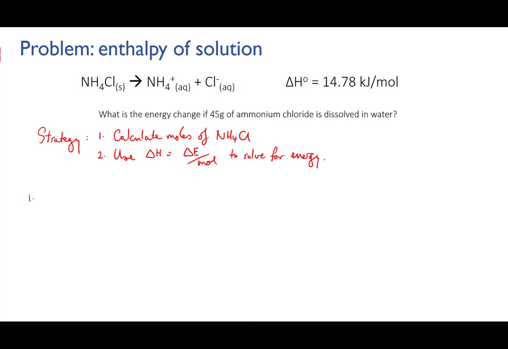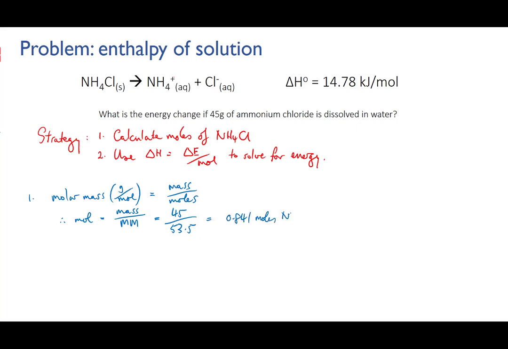So first of all, we know that we need to convert mass to moles, so we use our molar mass equals mass over moles relationship. And because we're looking for moles, we're going to rearrange that to make moles the subject of the equation. And we know then that we have 45 grams, so that will go on the top. And we need to calculate the molar mass of ammonium chloride, and you'll find that it is 53.5 grams per mole. And when we do that calculation, we find that that gives us 0.841 moles of ammonium chloride.